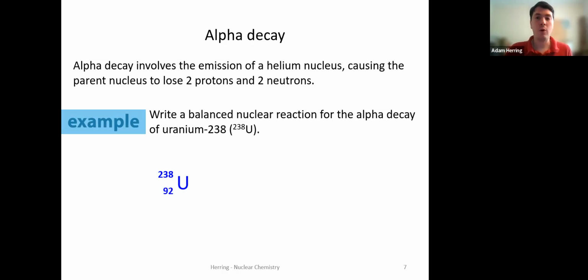We then write out what the particle is that's released, and in this case, it is an alpha particle. So we release the alpha particle with a mass of 4 and 2 protons. So to identify the substance that is produced as part of this, we subtract 4 mass units, and we subtract 2 protons, and that leaves us with the substance of thorium.